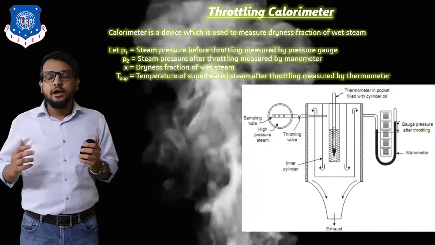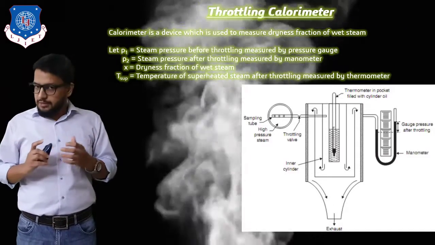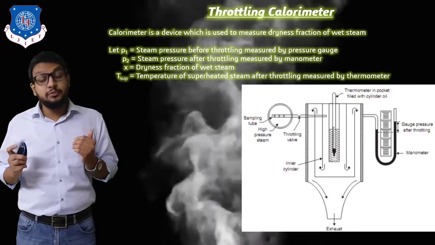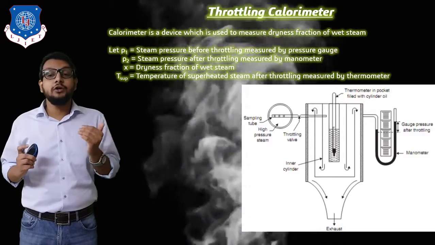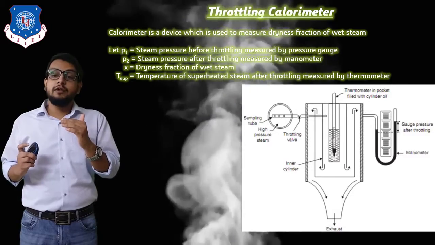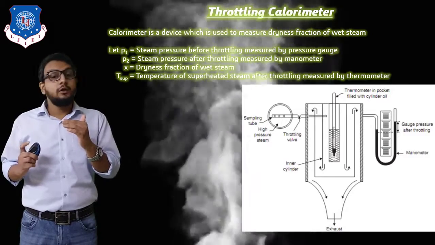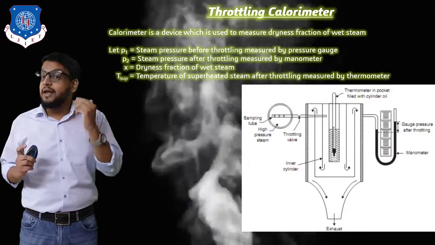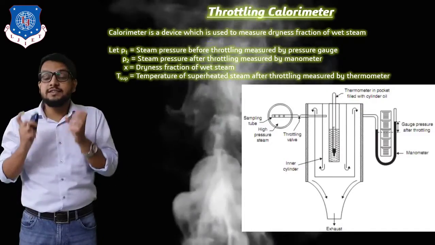Now let's understand how it's gonna work. So we are going to supply a wet steam whose dryness fraction is to be determined through a main sampling tube. The steam is going to flow. Now it's going to come across a throttle valve which you can see it is provided.